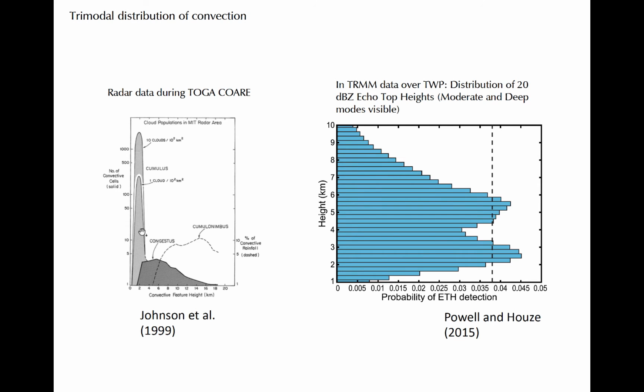First, there are shallow cumulus clouds. They are generally 0 to 3 kilometers in depth and are numerous. Shallow convection is pretty much ubiquitous through the tropical oceans, except in regions that are very dry.